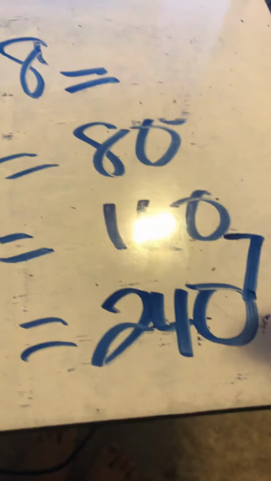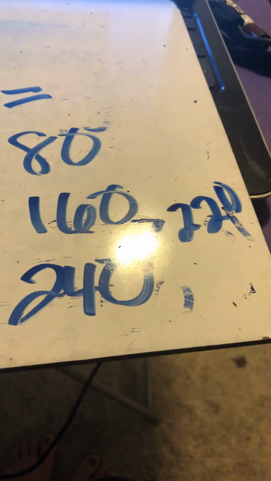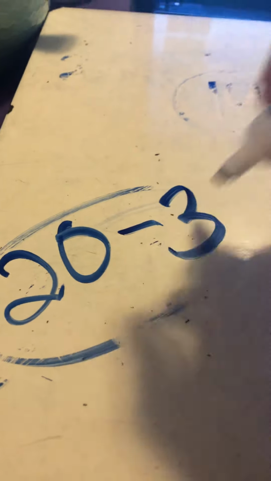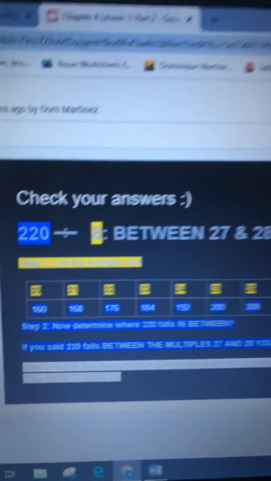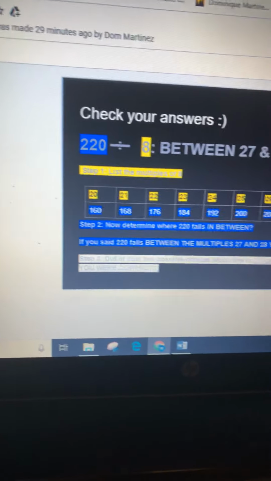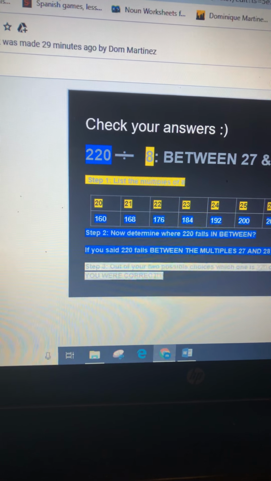Now at that point, we went over and we found where this falls in between, right? So 220 falls in between 160 and 240. So we know that we're going to list multiples between 20 and 30. That's why my list looks like this. I start at 20 and I go all the way to 30. So my answer would have been that it's between 27 and 28.